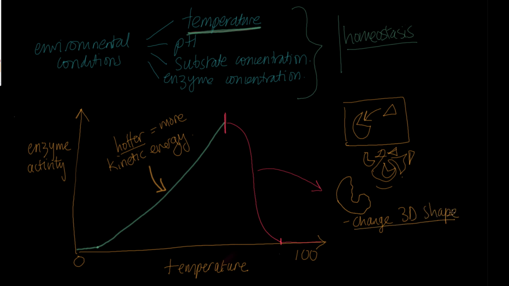If we change the 3D shape, the substrate cannot bind. And then we say that the enzyme has been denatured. So to denature an enzyme means to change the three-dimensional shape. If we change the three-dimensional shape, the substrate will no longer fit. So our substrate cannot fit within this active site here, and the reaction can't occur. So that is how temperature is going to influence our rate of enzyme activity.